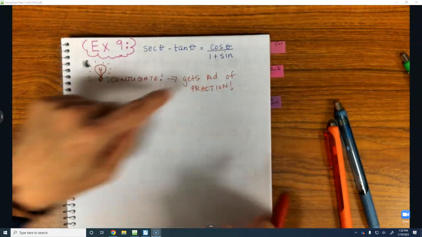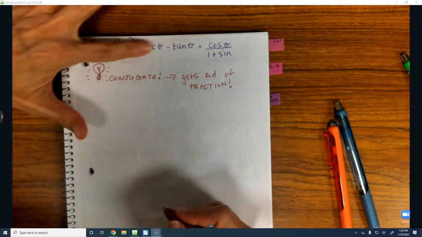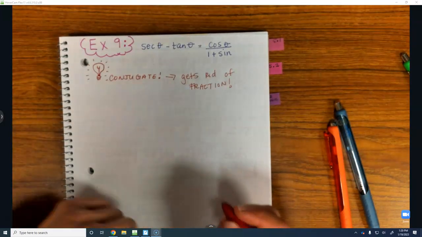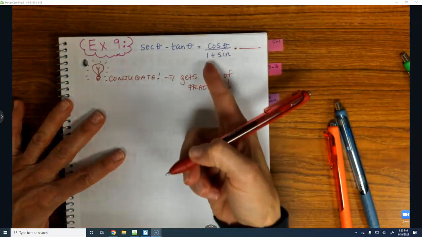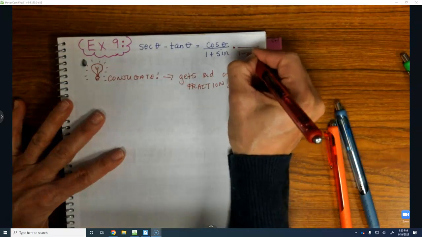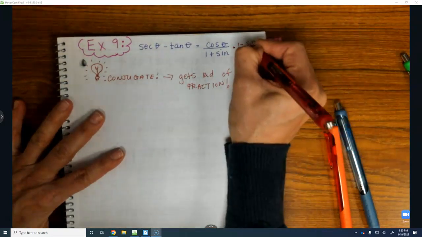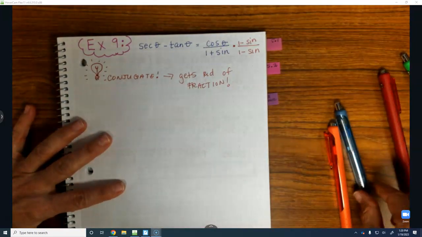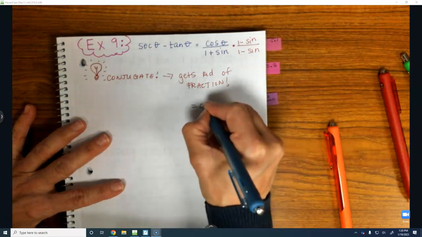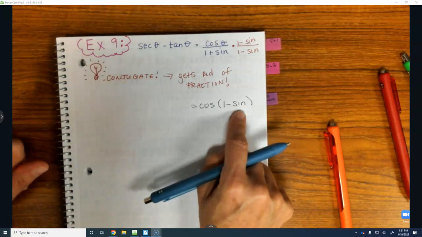So if one side is not a fraction and the other side is a fraction, this is the way to go. All right, so I'm going to leave this alone. I'm only going to focus on this side. So we're going to multiply both sides, or the top and the bottom, by the conjugate, which is going to be 1 minus sine. Okay, so the top is going to be cosine times 1 minus sine. I'm not going to do that math quite yet.